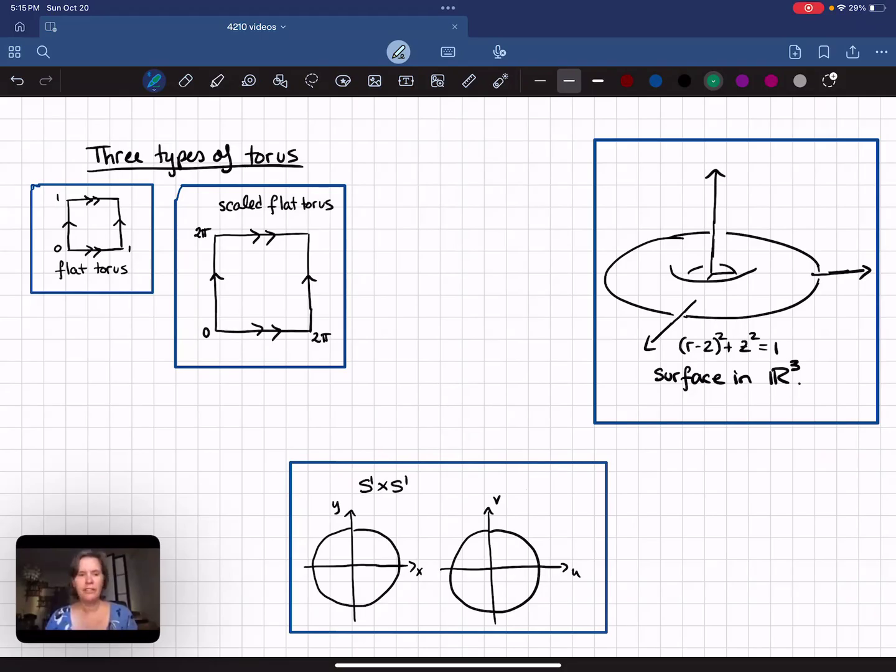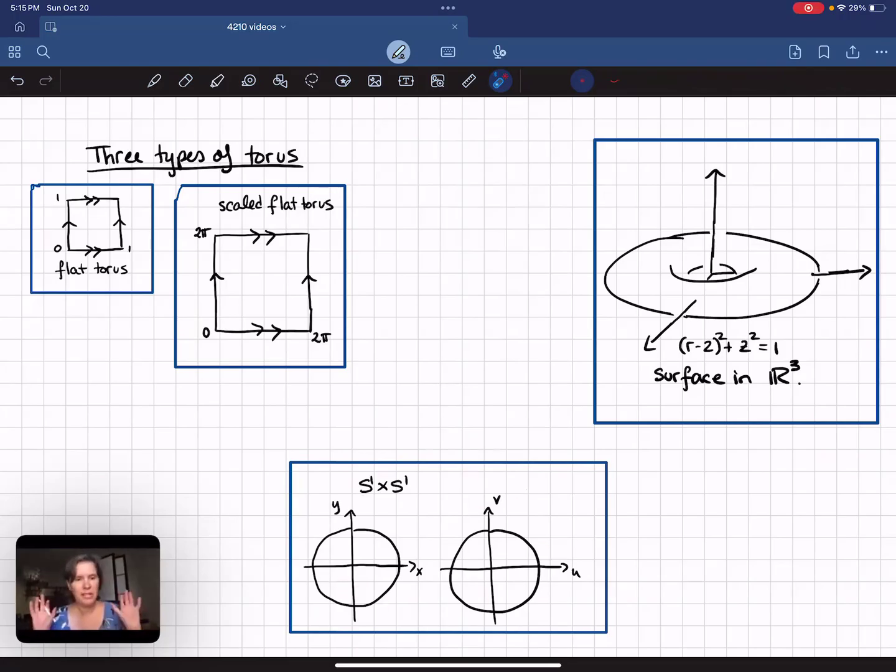To start off, we first learned about the torus as a surface in R3, sort of this one on the top right over here, where we think of the torus as being the surface whose equation in cylindrical coordinates is (r minus 2) squared plus z squared equals 1. That is a surface in three dimensions, and it just so happens that it looks like a torus, like a donut. And then we talked about it as the product of a circle crossed with a circle.